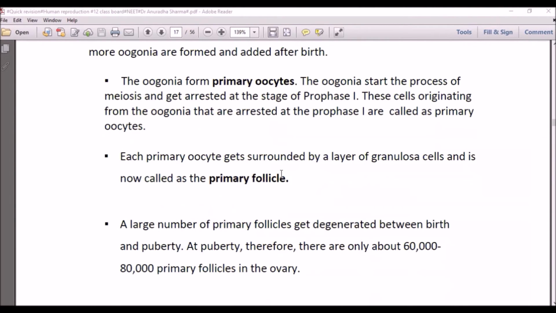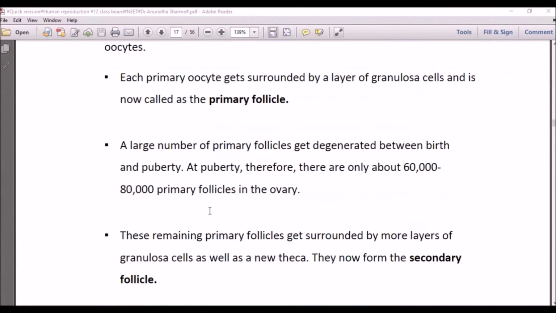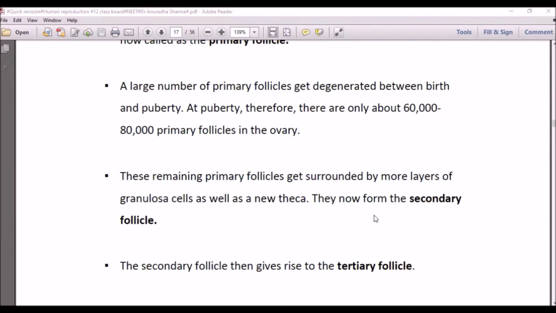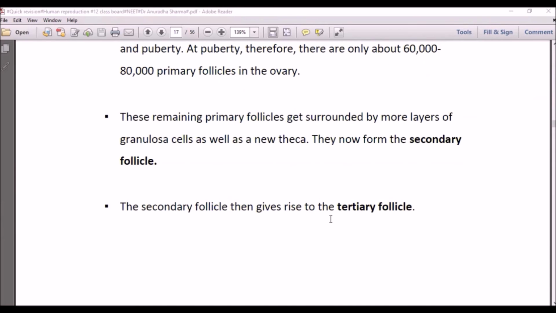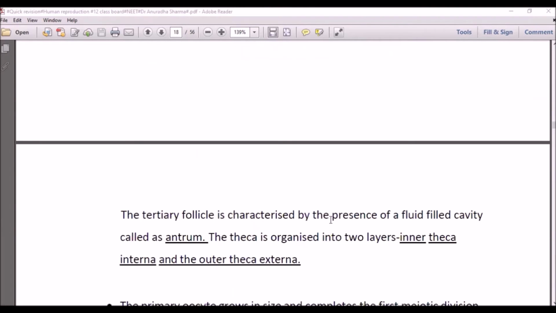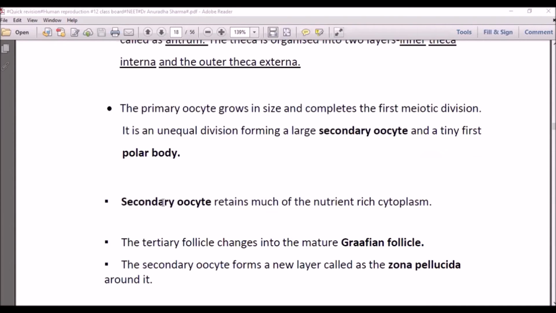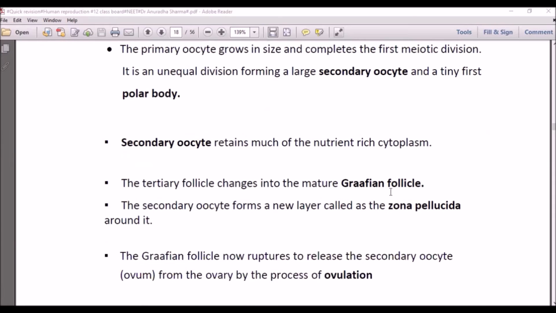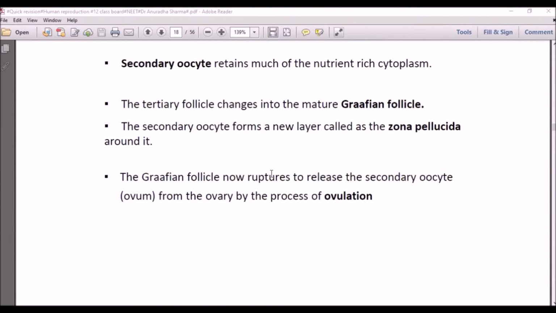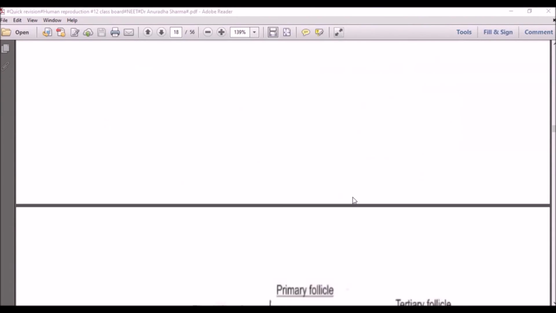Now after this, the primary oocyte gets surrounded by granulosa cells, resulting in a primary follicle, and the remaining primary follicles get surrounded by granulosa tissue cells and form the secondary follicle and give rise to the tertiary follicle. And finally we get the secondary oocyte and a tiny polar body. The secondary oocyte retains the nutrient-rich cytoplasm. Now the tertiary follicle changes into the Graafian follicle. So finally ovulation occurs.